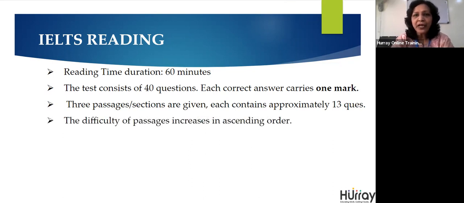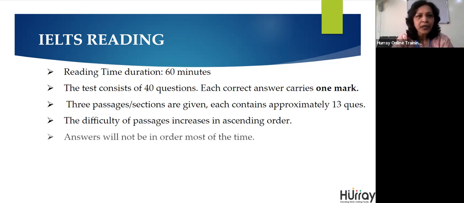The level of difficulty of the passages increases in ascending order, which means the first passage is okay, the second one is a little tougher than the first one, and third passage is the longest and the toughest passage, regardless of whether it is general reading or academic reading. The answers will not be in order most of the time, which means you have to read the question and you have to scroll through the passage up and down and look for the answers. The answers are many times all jumbled up, they may not be in order.